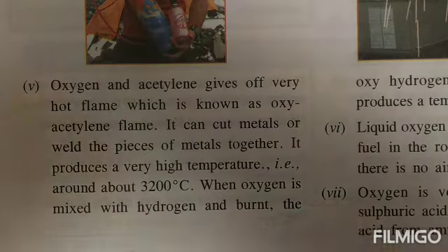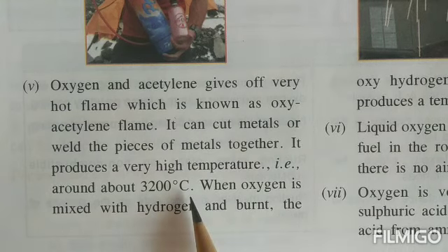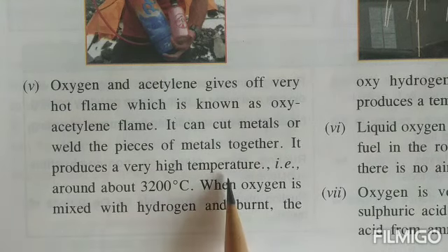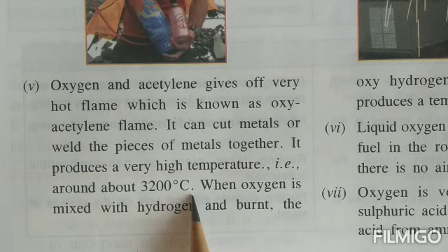Suppose there are two small pieces of iron and I want to join them together. I want to bring them close and make them stick together. Then what will happen? Over there also the oxyacetylene flame can be used. It produces a very high temperature of approximately 3200 degrees Celsius. That's a very high temperature.